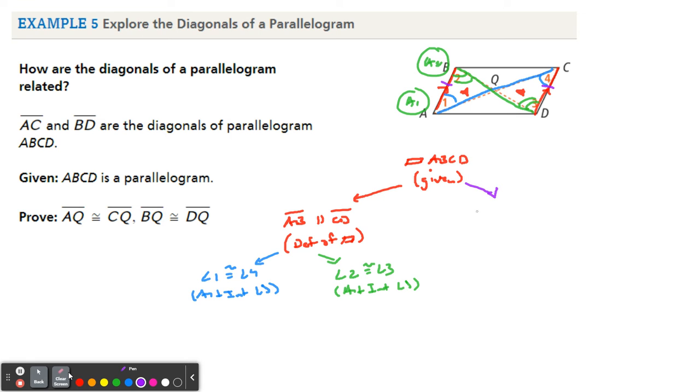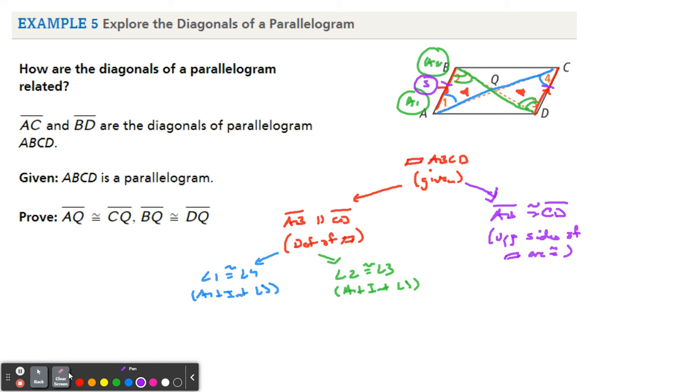That comes back from the given, right? Segment AB is congruent to segment CD, and that's because opposite sides of a parallelogram are congruent, right? That's one of the properties. That's an arrow, and that is the side pair I needed.